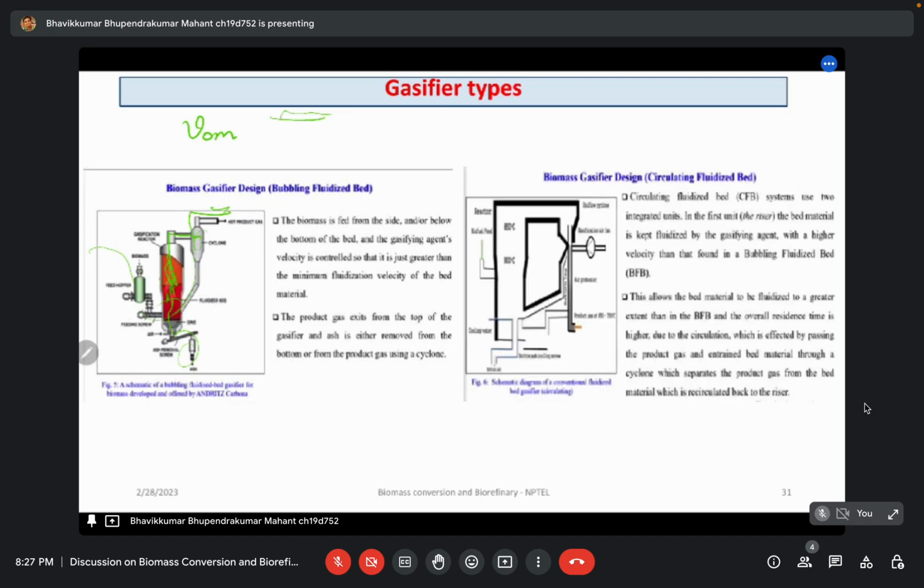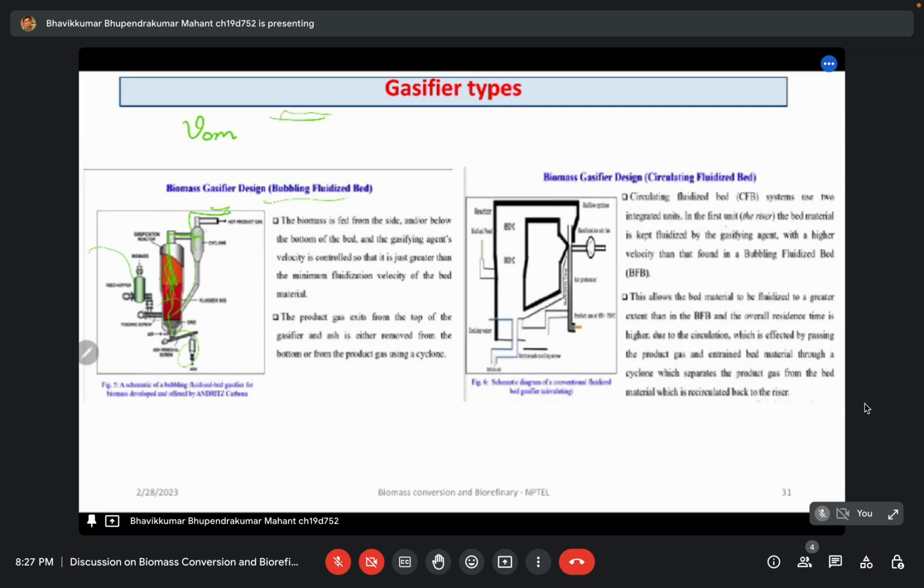The other one is a circulating fluidized bed. We just saw here a bubbling fluidized bed, so the velocity is not that high. But if we talk about the circulating fluidized bed, it has two integrated units. In the first unit, the bed material is kept fluidized by the gasifying vessel with a higher velocity than that found in a bubbling fluidized bed.